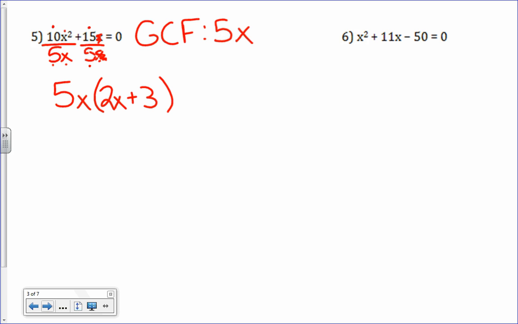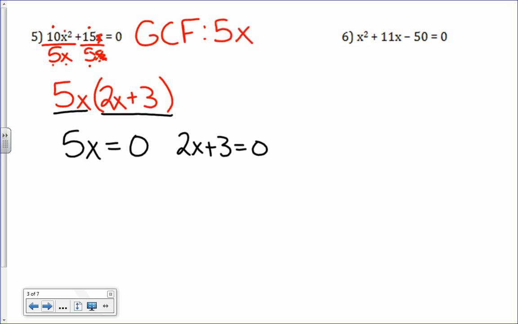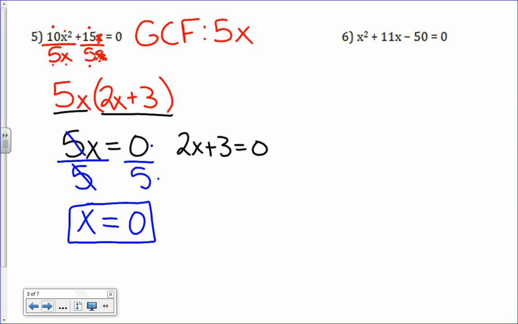The last step was to take each one of these factors and set them equal to 0. So 5x gets set equal to 0, and 2x plus 3 is set equal to 0. And we solve each one. To solve the first one, divide by 5. Zero divided by 5 is 0. So the first solution is x is 0.